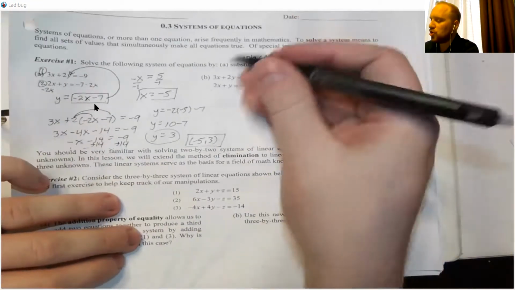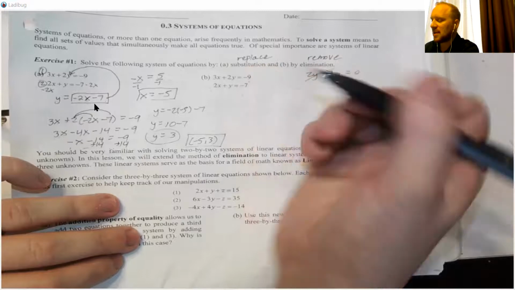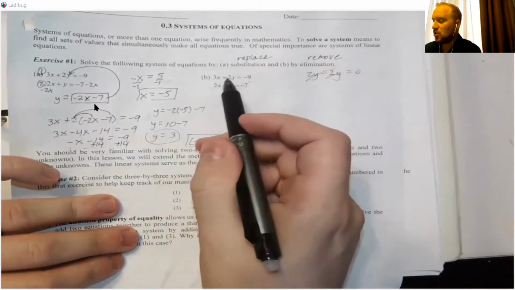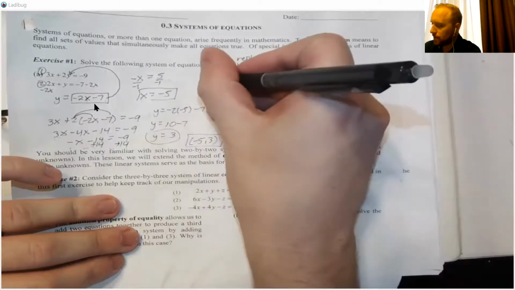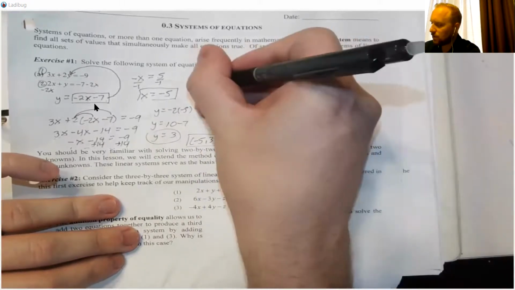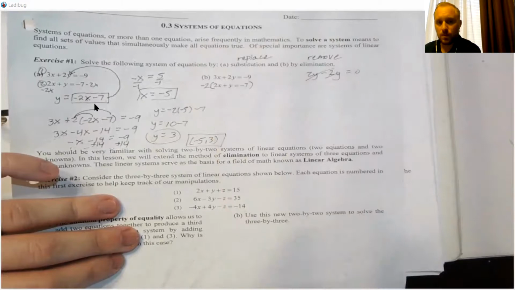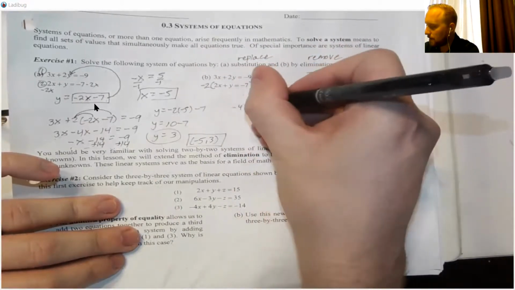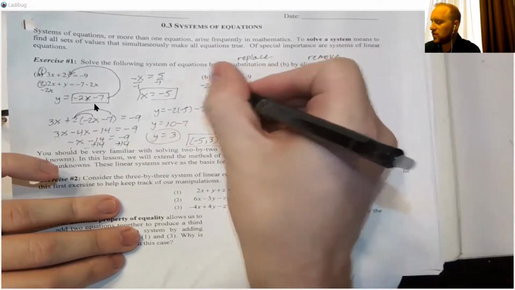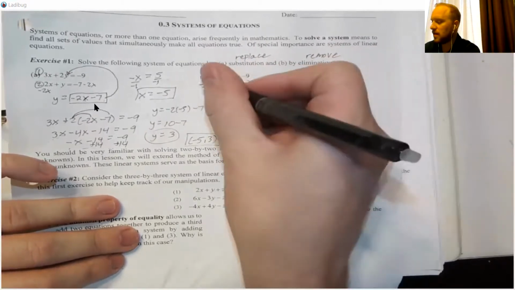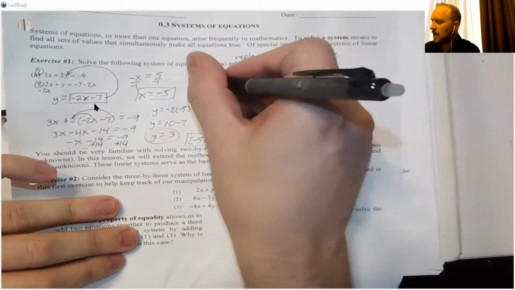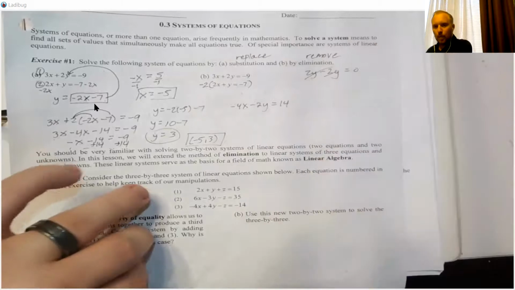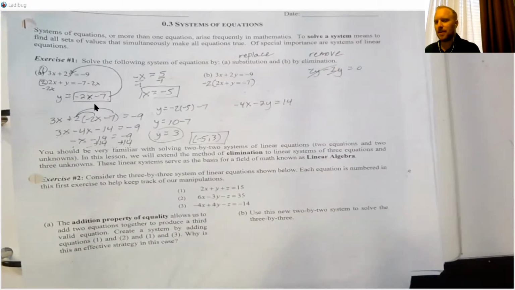Okay, so to do this, we look at the first equation and the second equation. I want to eliminate my y's because I notice that I have a 2y and a 1y. So I'm going to multiply the second one by -2. So I get -4x minus 2y, because -2 times 2x is -4x, -2 times y is -2y, and -2 times -7 is +14. So I multiplied every single term by -2.